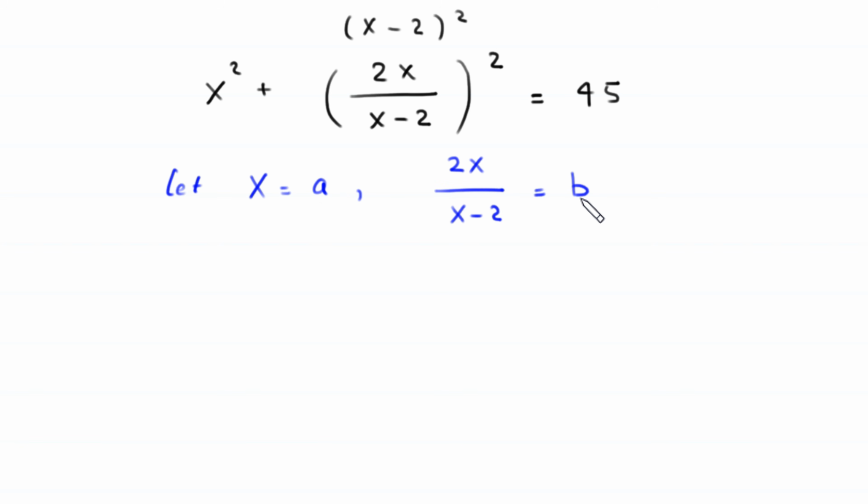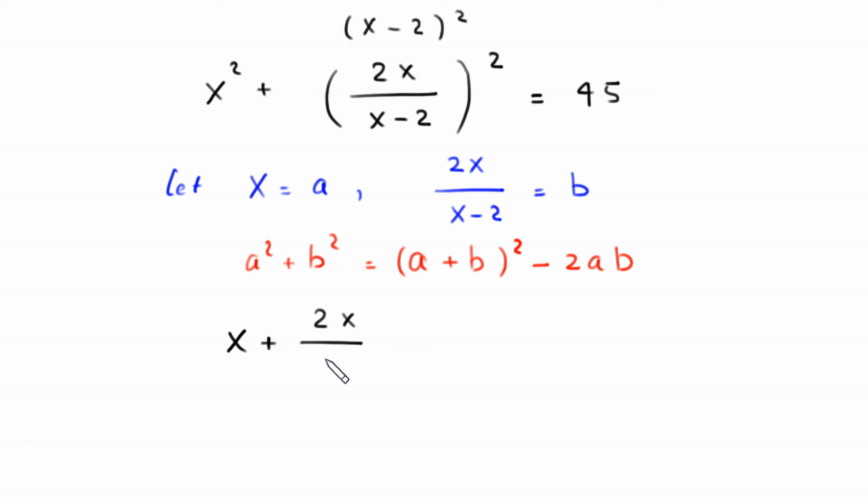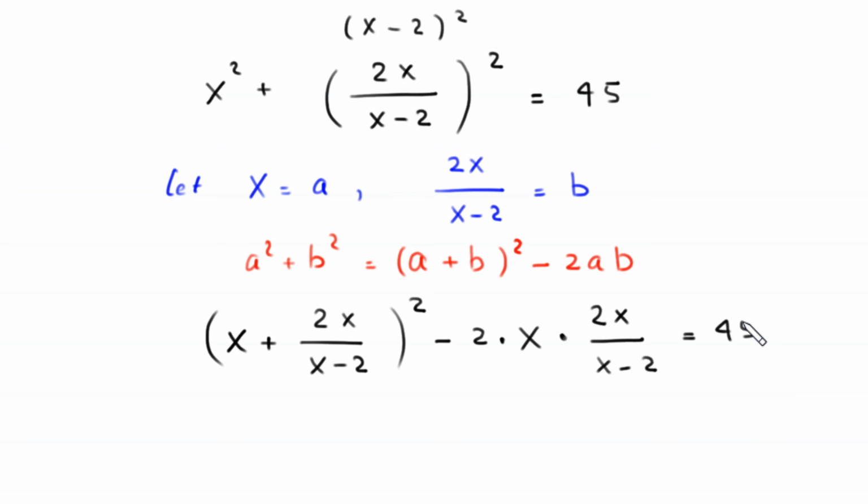By using this algebraic identity, a squared plus b squared is equal to (a plus b) whole squared minus 2ab. This expression will become (x plus 2 times x over x minus 2) whole squared minus 2 times x times 2x over x minus 2 is equal to 45.